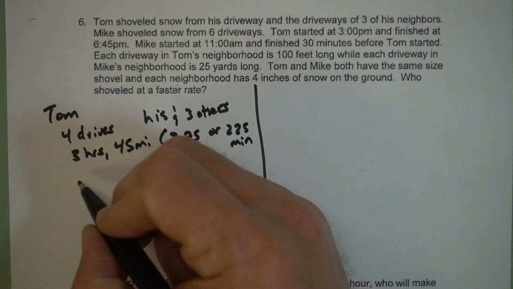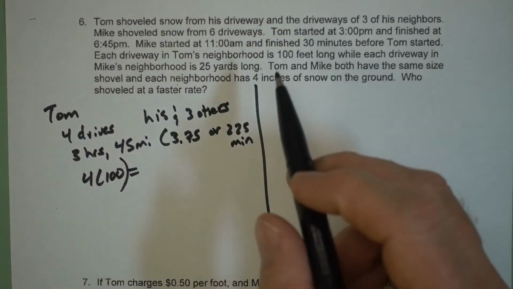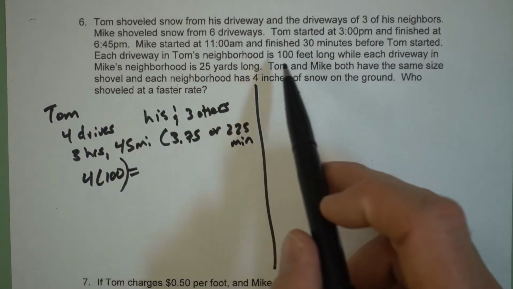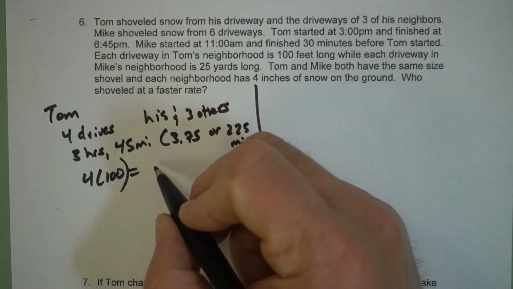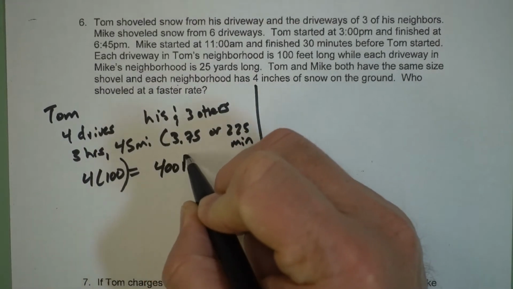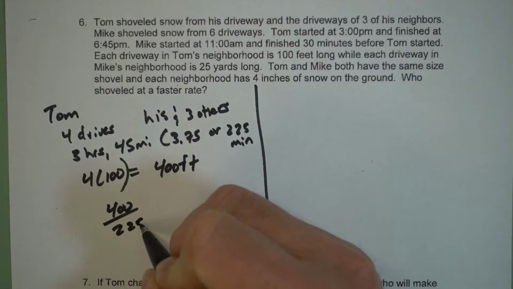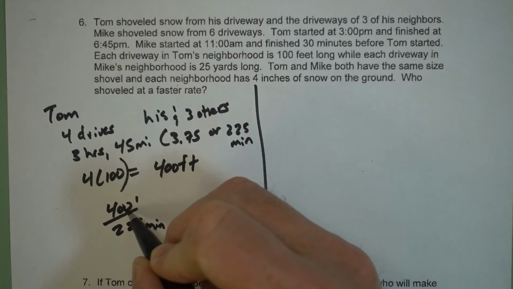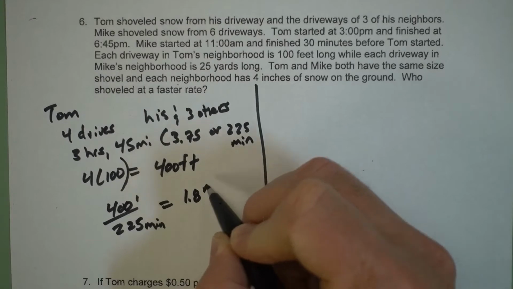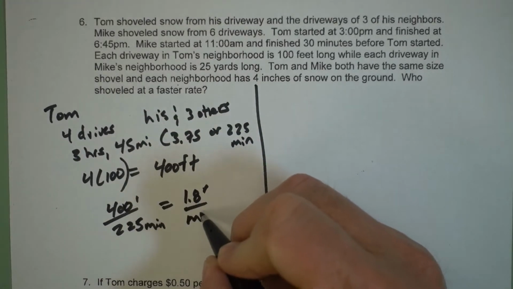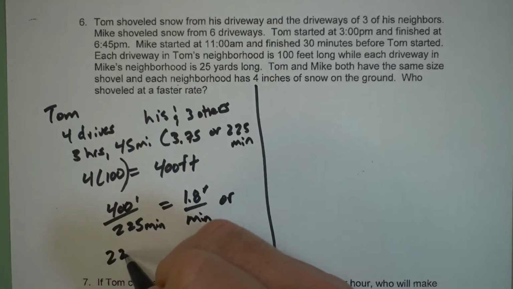All right, so next we're going to multiply 4 times 100, because Tom's neighborhood is 100 feet long. He did 4, he did his and 3 others. So he did 400 feet. He did 400 feet in 225 minutes. So he's doing 1.8 feet per minute. Or do it this way.